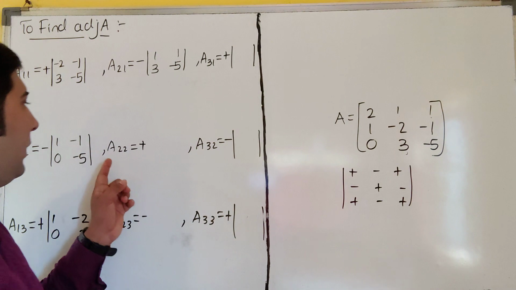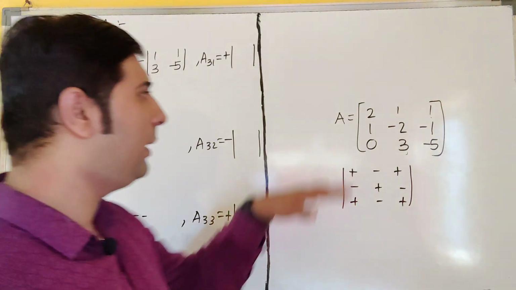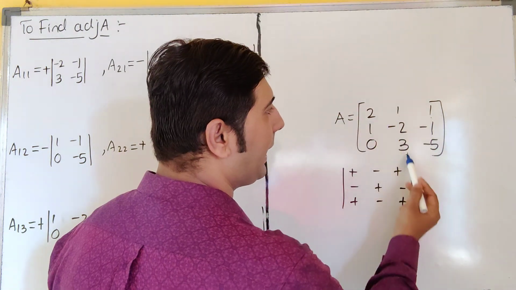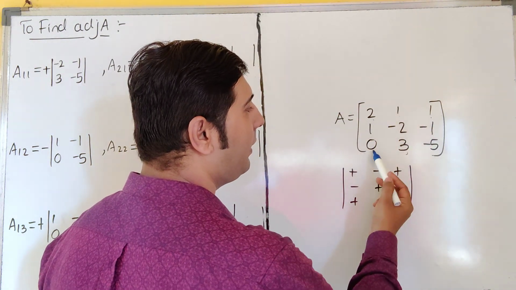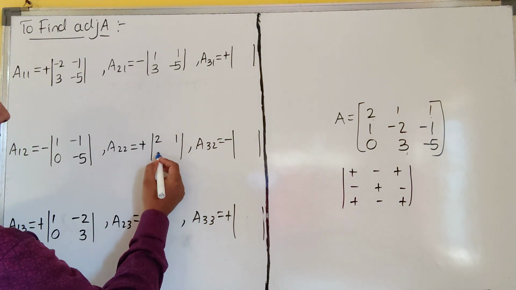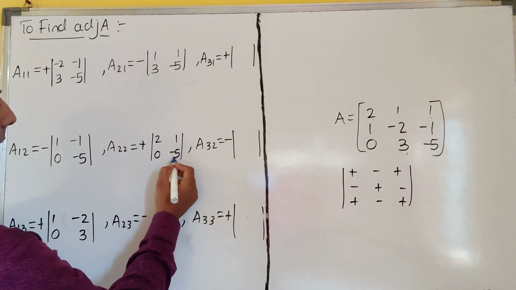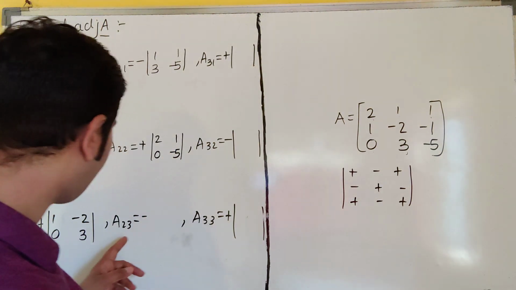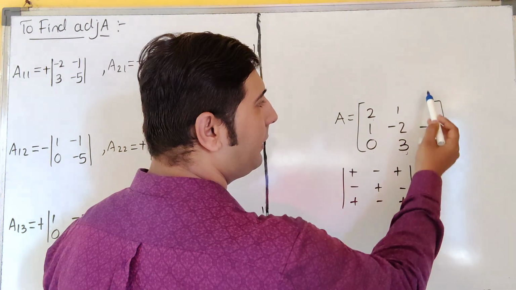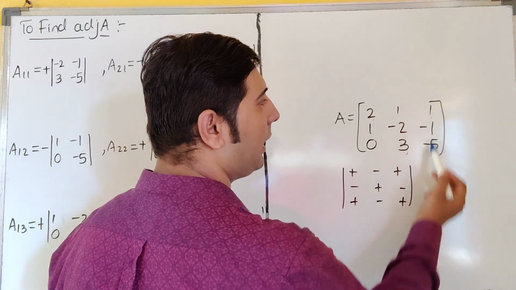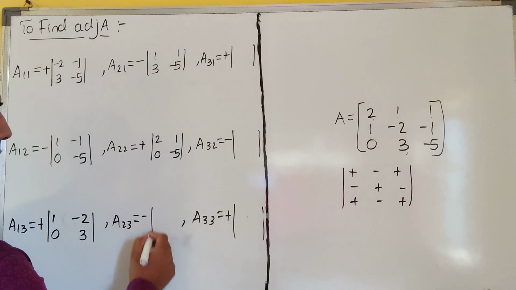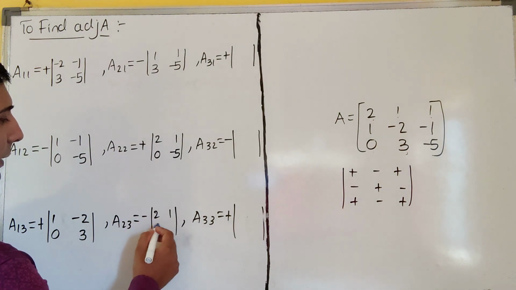Clear? Next is what? Second row, second column you have to leave. You leave second row, second column. What is left now? 2 1, 0 -5, dear students. Next is what? Second row, you leave third column. What are you left with? 2 1, 0 3.